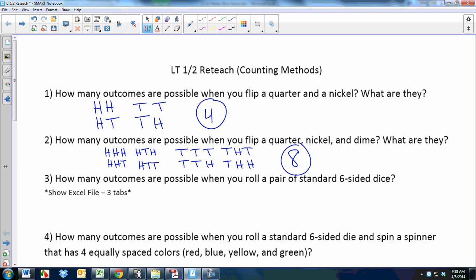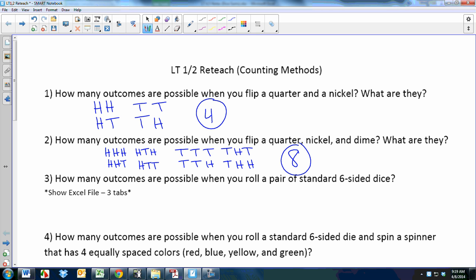Now I want to bring the fundamental counting principle in at this point. But these are making sense because you can see them, right? Well, the fundamental counting principle says this: if you're going to flip a quarter and it has 2 options to land, and a nickel and it has 2 options, then you multiply 2 times 2, and there are 4 options when you have a quarter and a nickel being flipped.